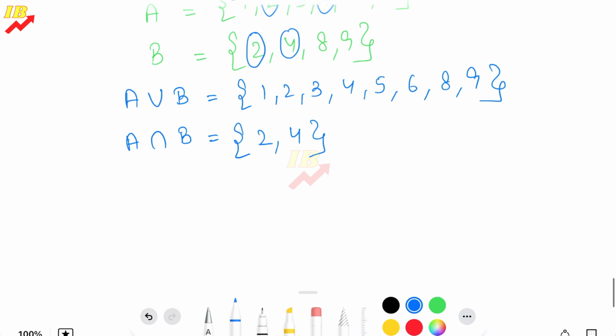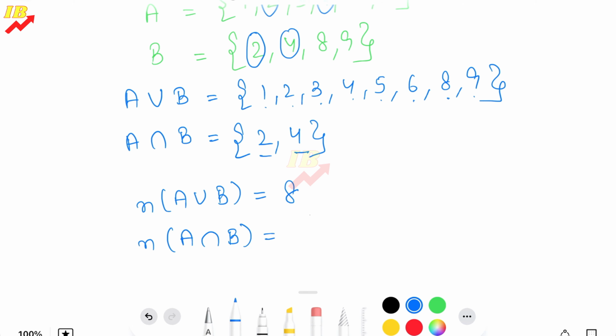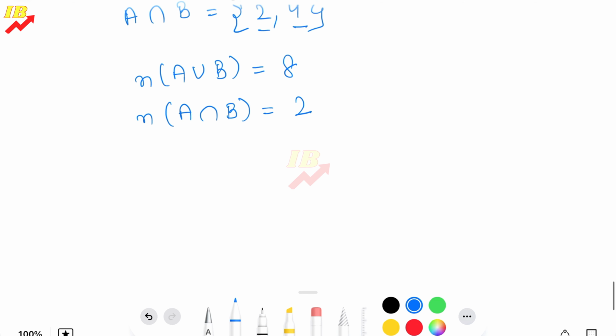And I told you one more thing earlier, that is n(A union B). That means we are talking about the number of elements in A union B. Let's count it together: 1, 2, 3, 4, 5, 6, 7, 8. So total 8 in number. And if I want to write n(A intersection B), that is very simple, which we can look here, and this is 2.